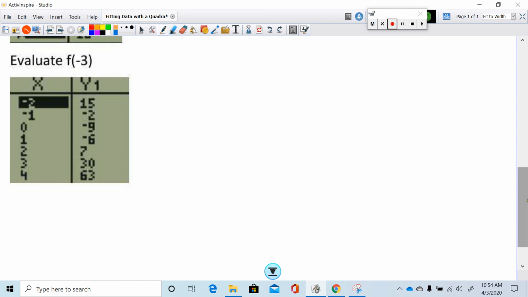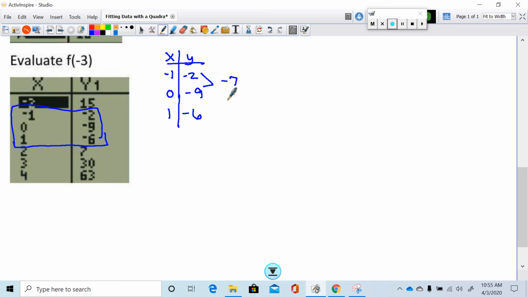Okay, when I'm going to evaluate f of -3, I notice -3 is not on this table. So my first step is to actually find the equation that goes with this table. Again, I want the y-intercept where x equals 0, and I'm going to focus on the number just above and below that: -1, -2, 0, -9, and 1, -6. My first difference from -2 to -9 is subtracting 7. And from -9 to -6, that one's getting closer to 0, so that's adding 3.